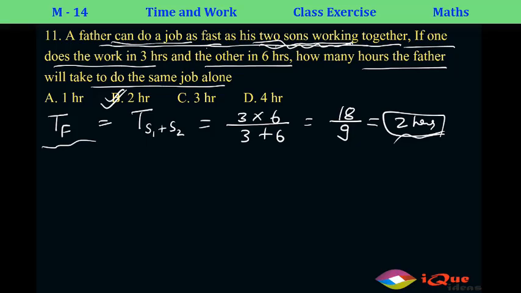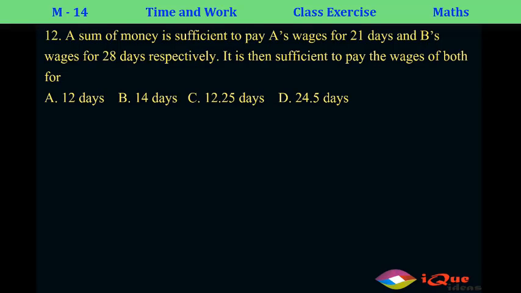So, this was a simple question. Now, let's go to the next question. This question says a sum of money is sufficient to pay A's wages for 21 days and B's wages for 28 days respectively. Now, please understand the wages situation is exactly the same as the quantity of work, because the wages payment has to happen directly proportional to the quantity of work.